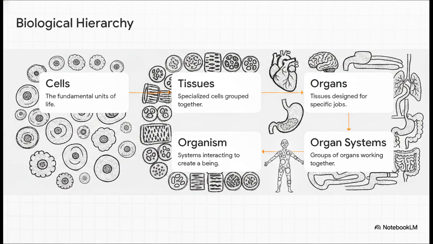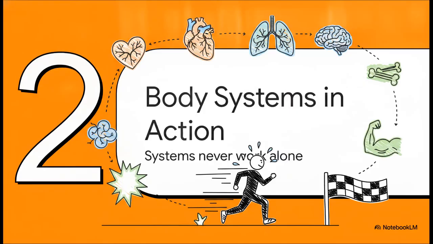Now, when specialized cells group up, they form step 2, tissues. Those tissues then combine to create step 3, organs, like your heart or your stomach, which are designed for very specific jobs. But organs don't just clock in and work alone. They group into step 4, organ systems, like your digestive or respiratory systems. And finally, the whole shebang. All those systems interacting together create step 5, the complete organism. That's you. Section 2, Race, Body Systems in Action.